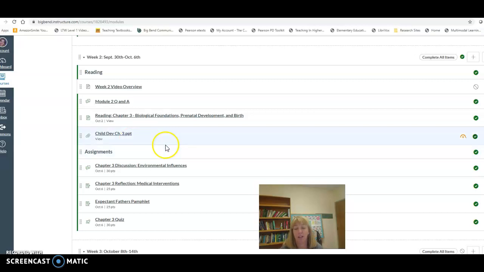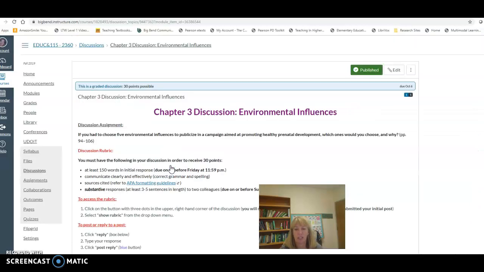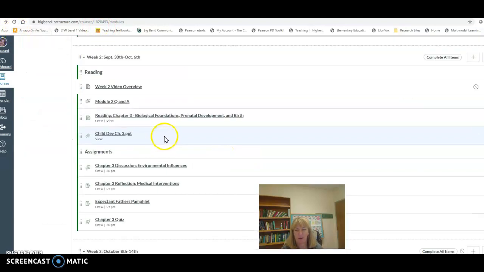All right, so then your assignments start with a discussion board. Of course, you guys know how to do this because you did it last week. So the topic is environmental influences. If you had to choose 5 to put on a campaign to promote healthy prenatal development, which ones would you choose and why? So here's the page number, a little hint here. Get yourself started on that. I don't feel like I need to talk about that very much. You guys can handle that, I'm sure.